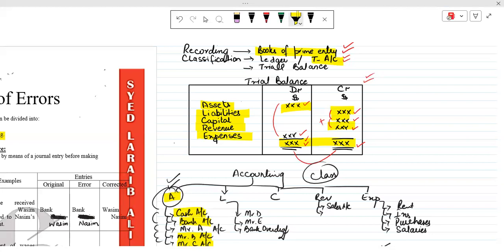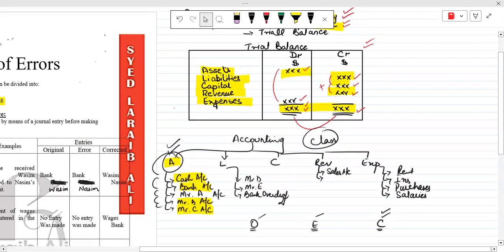Assets and expenses are added to make the total of debit, whereas liabilities, capital, and revenue are added to make the total of the credit side. And remember, your debit and credit are equal. Your trial balance should be equal. Debit and credit should be equal, which shows that all the transactions have been correctly made.